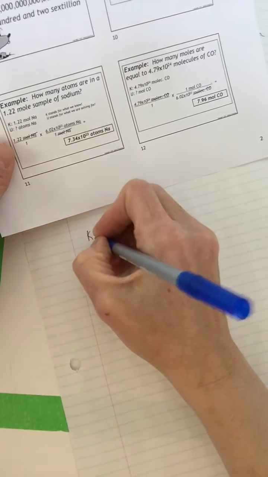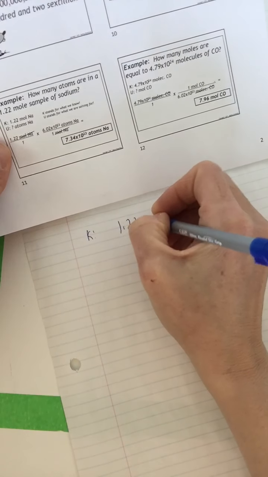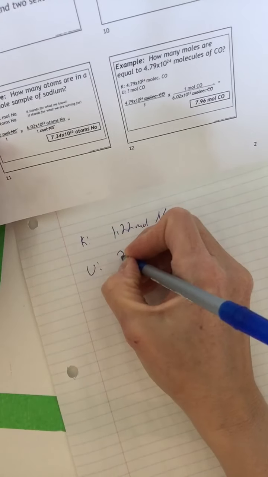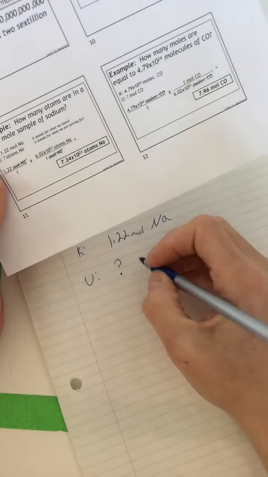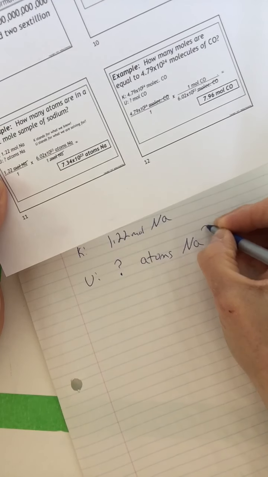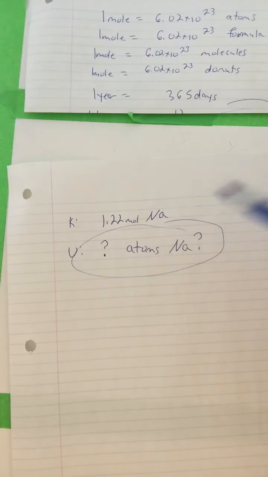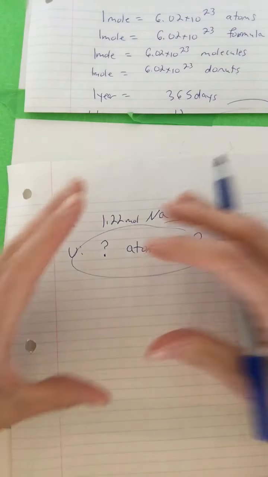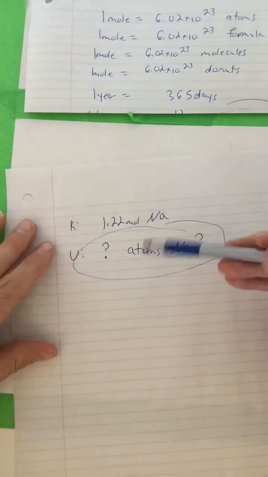So what's my known? 1.22 moles of sodium, Na. They gave me that. And they asked me, what do I want to know? What's my unknown, or my question is, how many atoms are there? Atoms of sodium. That's my question. That's what they asked me. And they gave me this. It's not a lot different than when I said to you, I've got 72 donuts. How many dozen donuts do I have? Same thing. It's just a conversion factor you're not used to using.